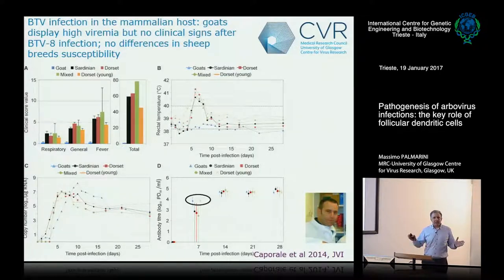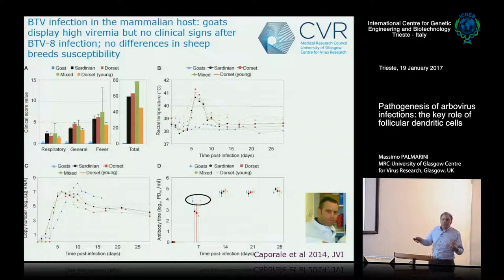So we started to carry out a series of experiments in vivo where we kept everything the same: same viruses, same routes of inoculation, which are intradermal in the vicinity of the prescapular and the inguinal lymph nodes, in different sites. And again, all at the same time. Here, just to show you an example, in blue are goats, and here are different breeds of sheep.